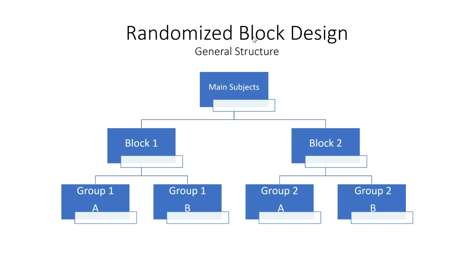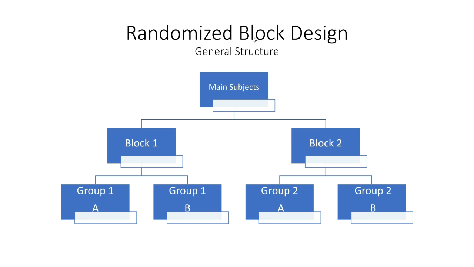Now, the general structure of the randomized block design is typically going to start with the experiment, or what we want to experiment on, and that will be our main subject. Now, the variables that we feel might have something to do with the experiment at hand are going to be our subsequent blocks, block 1 and block 2. There can be many blocks, but in this example, just two, block 1 and block 2.